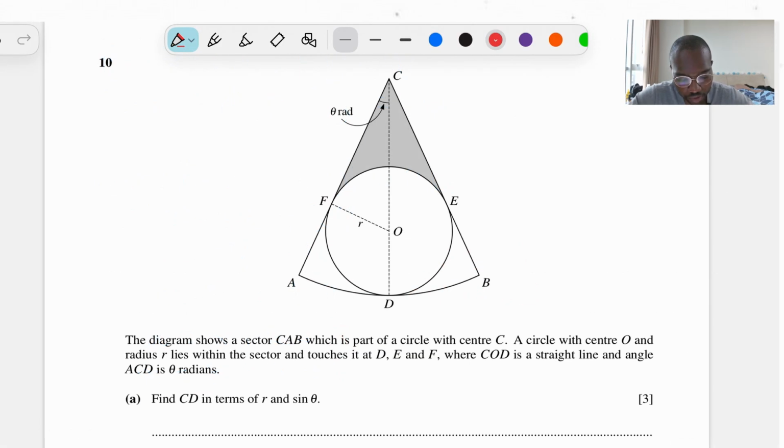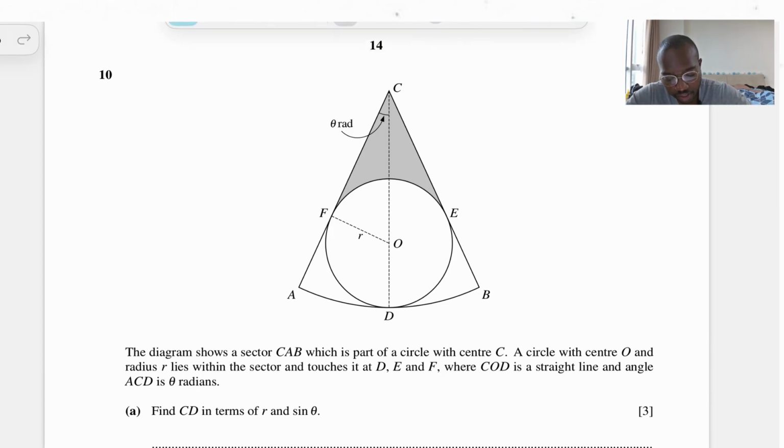Okay, so for question 10, we have this diagram has a sector CAB, which is part of a circle with center C, and then a circle with center O and radius R lies within the sector and touches it at D, E, and F, where COD is a straight line and angle ACD is theta radians. We need to find CD in terms of R and sine theta. So we need to find this line here in terms of R and sine theta.